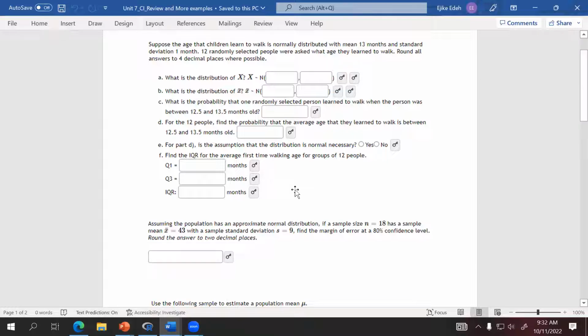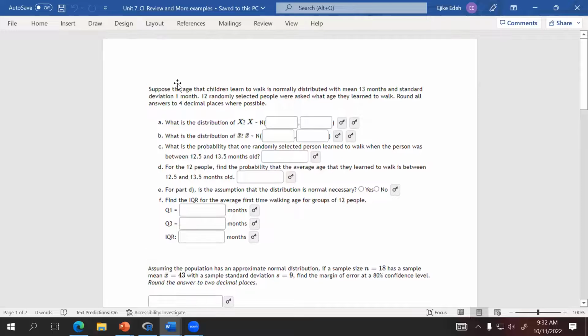Okay. So this is coming from section 6.2, and this particular question. We'll just go through it. It says, suppose the age that children learn to walk is normally distributed with a mean of 13 months and standard deviation of 1 month. I wish that would be a different number, but it's okay, we'll work with it. 12 randomly selected people were asked what age they learned to walk. Write the answers to 4 decimal places.